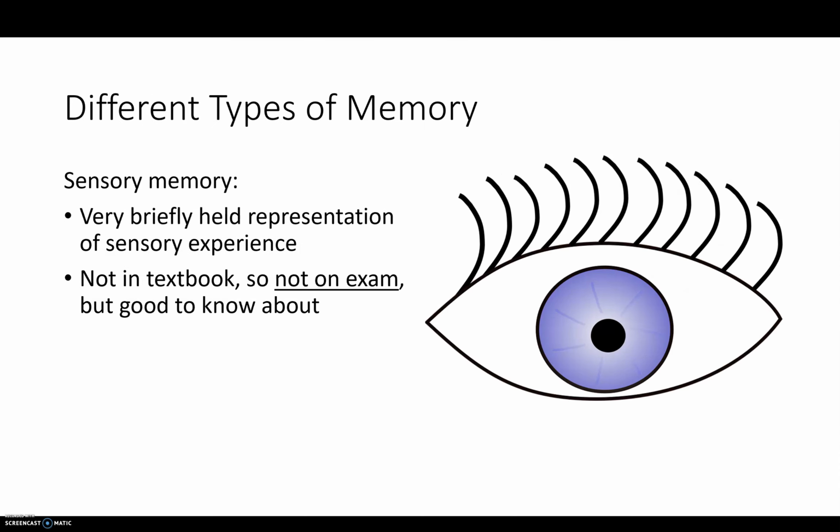So first, getting into the different types of memory. One type of memory that is not mentioned in your textbook, so it won't be on the exam, this is just an FYI, but just know there is one additional type than the ones we'll discuss, and that's sensory memory. So these are very briefly held representations of sensory experiences, visual and auditory, and they only hang around for a few seconds.